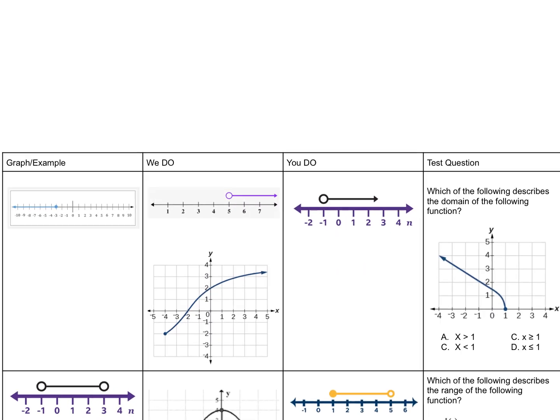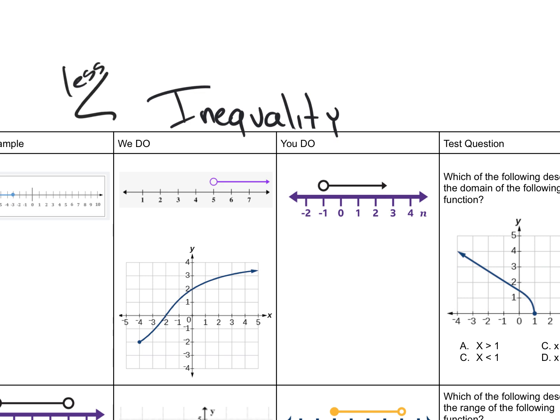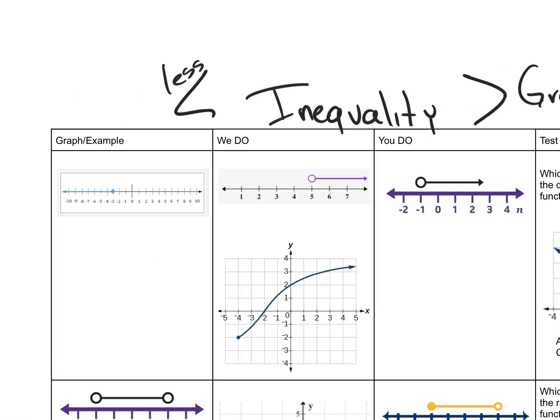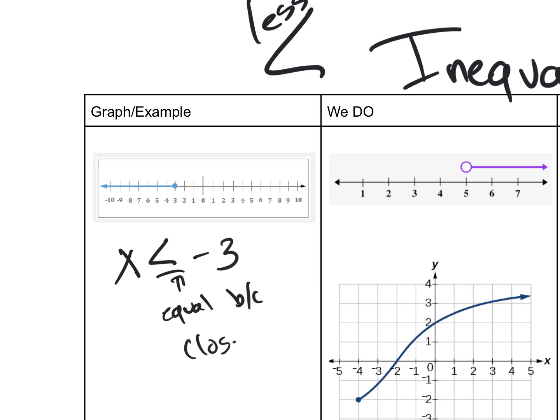Now we're going to move on to inequality notation. For inequality notation, inequality means we use inequalities. We have the less than, you can make it with your left hand, and we have the greater than. This first one, I have x is less than or equal to -3. It's equal because my point is closed. And then I get my less than sign because that's where my arrow is going. It's going to the left.